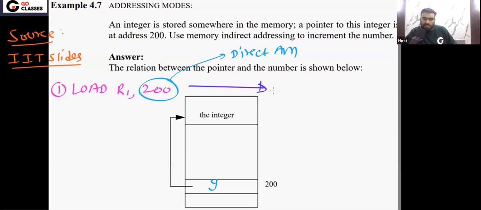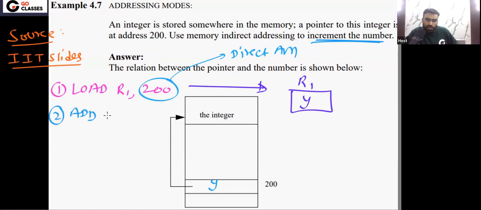So after this instruction, what will happen? After this instruction, what does R1 have? R1 has y. Yes or no? Direct addressing mode we are using here for this 200. So it means this y we are loading in R1. Now what are we doing? We are doing the addition because we need to increment. So we can do the addition.